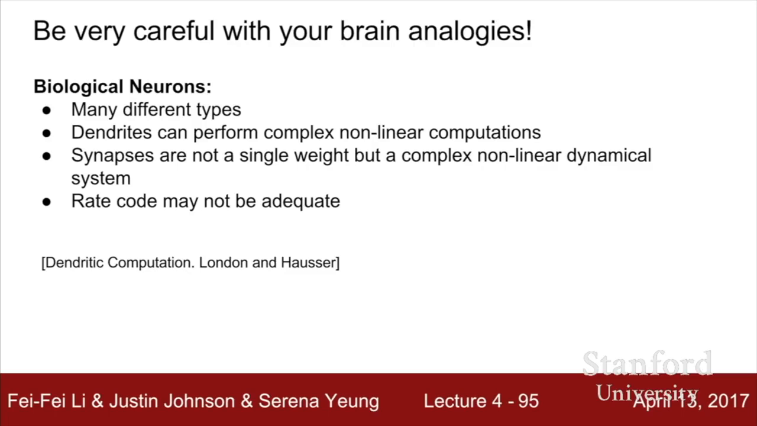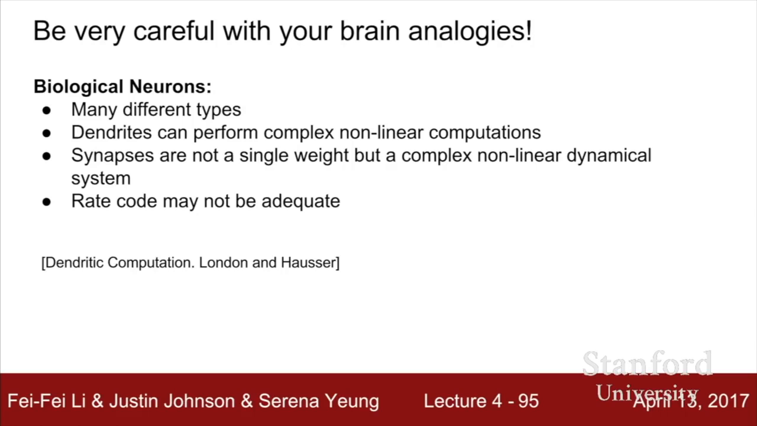There are many different kinds of biological neurons. The dendrites can perform really complex nonlinear computations. Our synapses, right, the W0s that we had earlier, where we drew this analogy, are not single weights like we had. They're actually really complex, nonlinear dynamical systems in practice. And also this idea of interpreting our activation function as a sort of rate code or firing rate is insufficient in practice. It's probably not a sufficient model of how neurons actually communicate to downstream neurons, right?